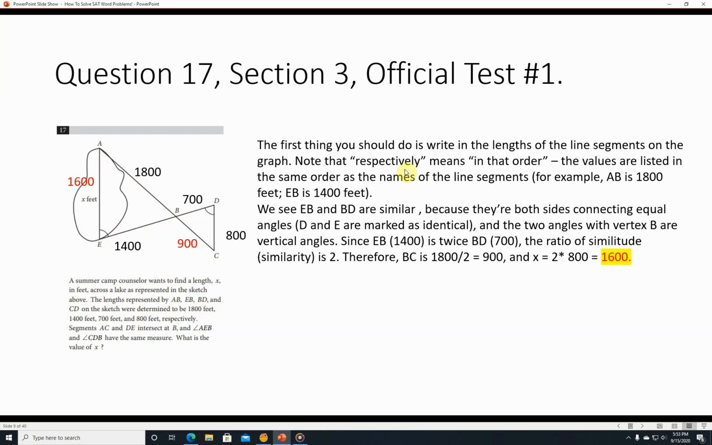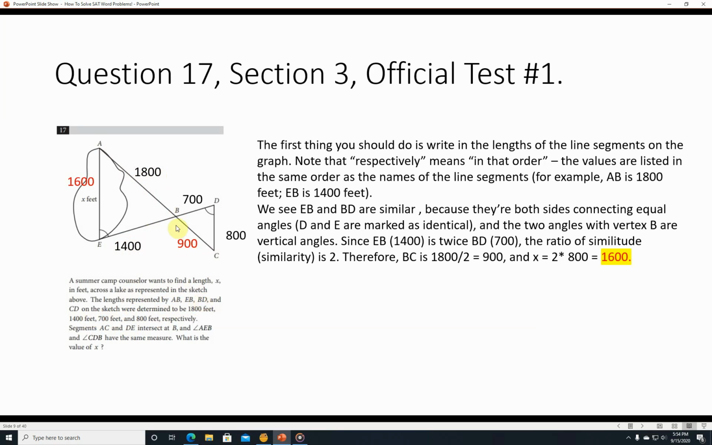So respectively means in that order. So we go AB, okay, then the first one's 1,800. Oh, okay, so AB is 1,800. So you can see I marked that there. And then EB, all right, we have EB. They say that that's 1,400 because that's the second one. So respectively, that means they're in the same order. So EB is 1,400, then 700.